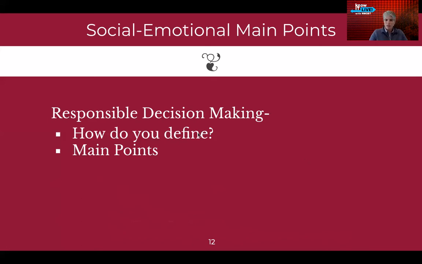In responsible decision making. So after you learn all those things, it's a cyclical process. We can make responsible decisions. So how would you define responsible decision making, and what are the main points associated with that?